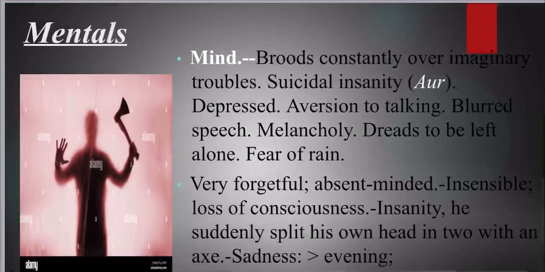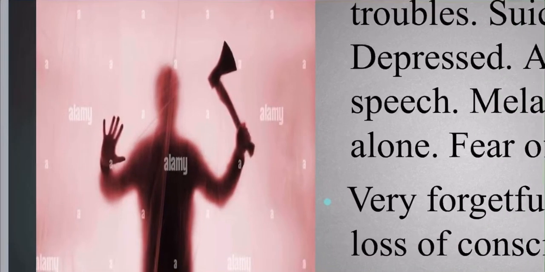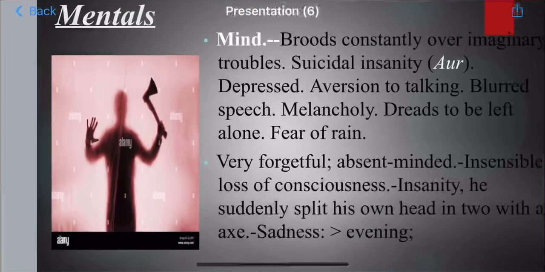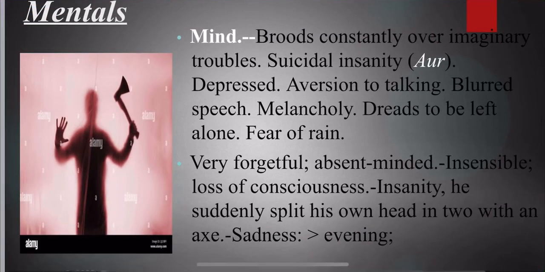You ask him what happened short term, nothing he'll remember, because he's absent minded, which leads to forgetfulness. Very forgetful, absent minded, insensible, loss of consciousness, insanity. There is madness. He suddenly splits his own head in two with an axe. Guys, you can see in the picture here, the person is holding an axe. Now he's going to split his own head into two pieces. This is what the Naja does. This is how the suicidal insanity is in that person.